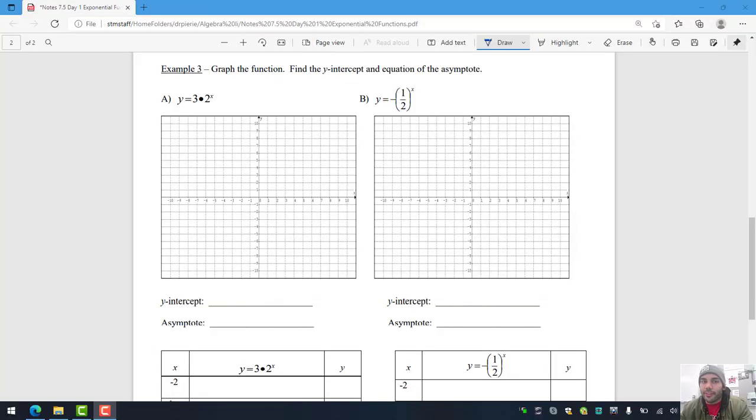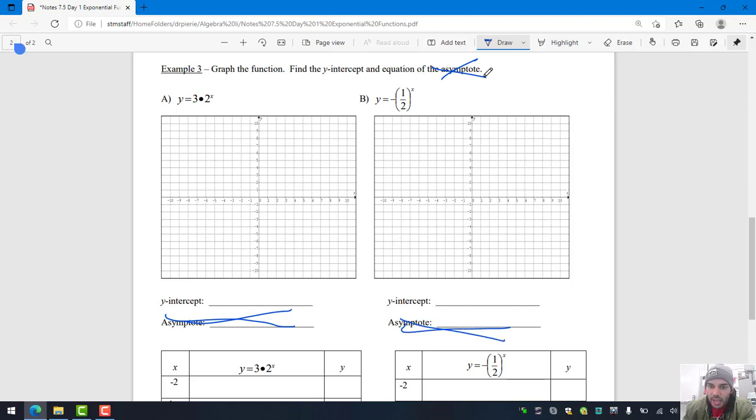All right, so we're going to practice graphing some of these exponential equations. So this is graph the function and then find the y-intercept and the equation of the asymptote. Okay, first time a lot of you guys have seen this word before, asymptote. We're not going to worry about this right now. You guys can go ahead and cross out asymptote. We'll worry about that when we're a little bit more ready for it.